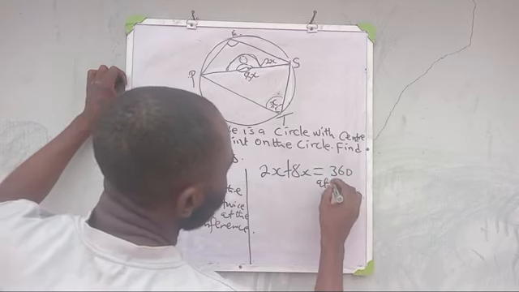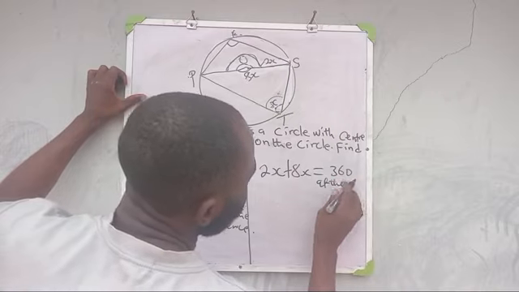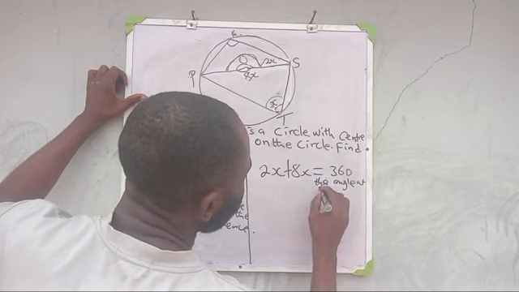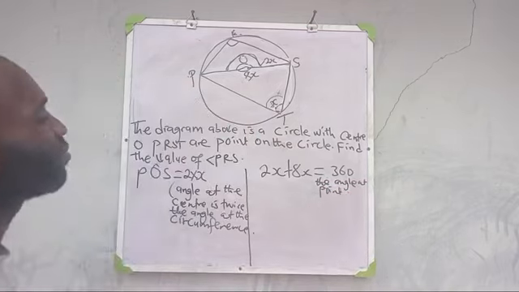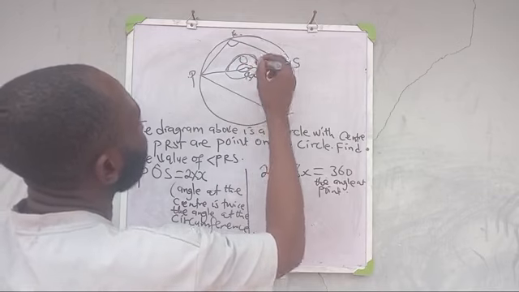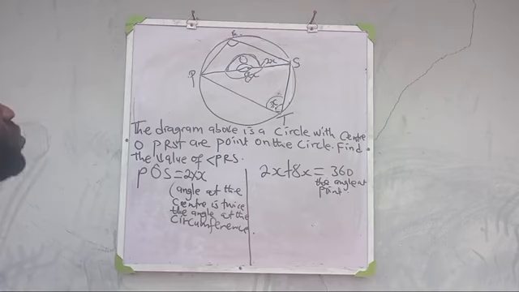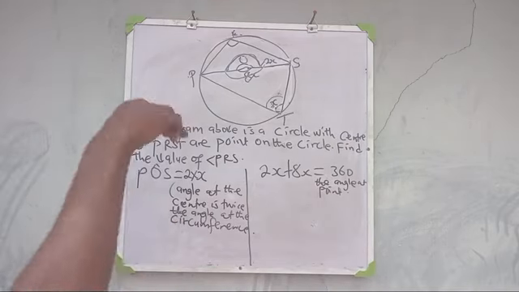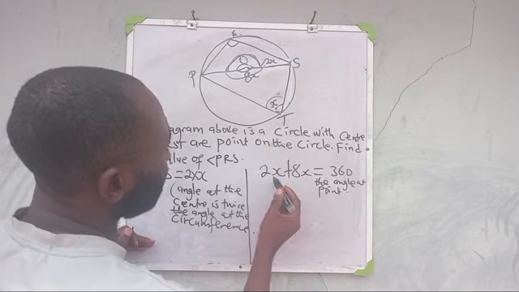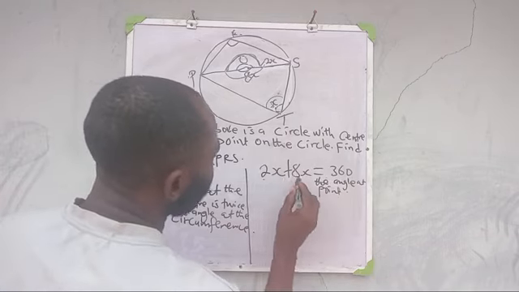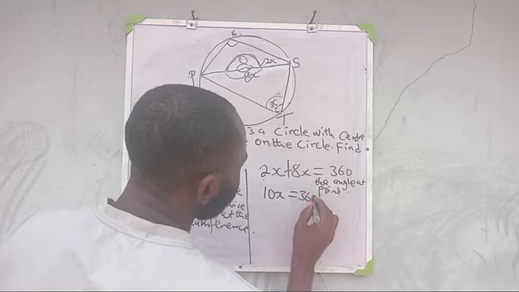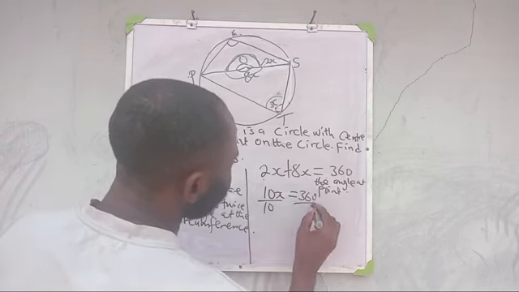Why? The angle at a point is equal to 360. That is, this angle here and the one down here, when you sum them together, give you 360. That is a complete turn. A complete circle is 360. So 2x plus 8x gives 10x, which is equal to 360 degrees. We divide both sides by 10.